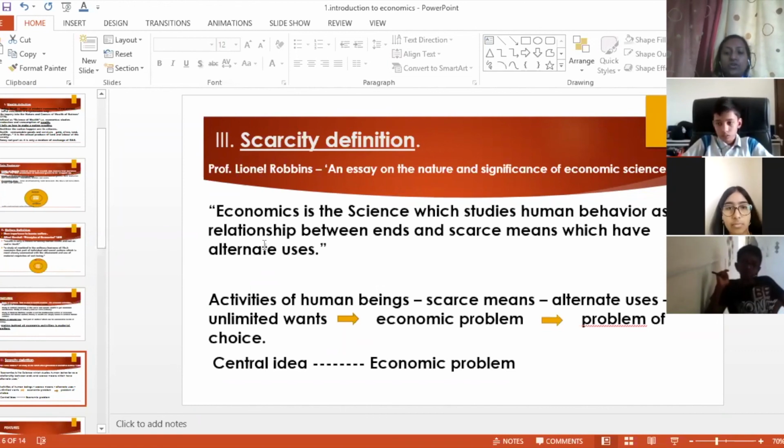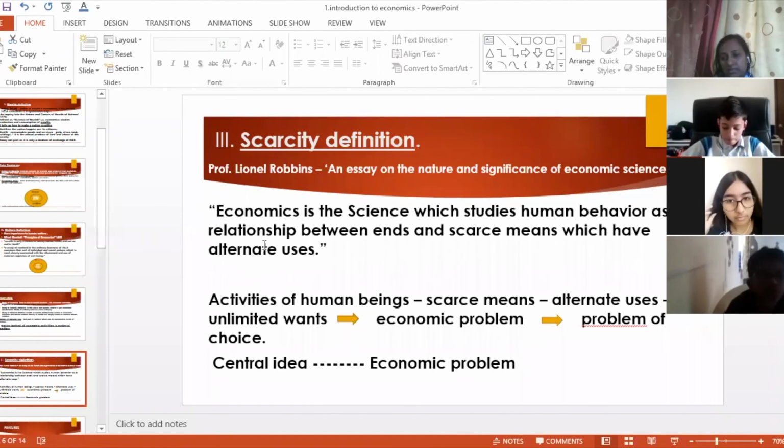Okay, so according to Robbins, the economic problem is the central idea. And what is this economic problem? That resources are scarce, they have alternate uses, and humans have unlimited wants, which becomes an economic problem for us. This is the economic problem, which is also known as the problem of choice. And this is what economics studies: how a man is able to satisfy his unlimited wants through these limited resources. Is it clear? Yes, ma'am.